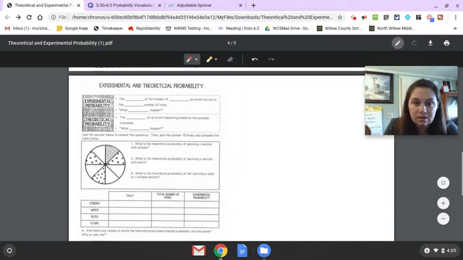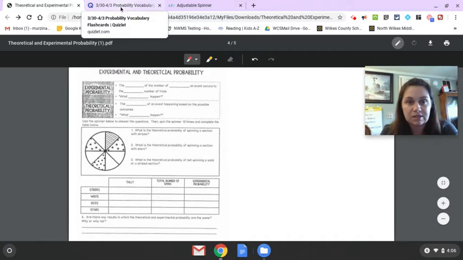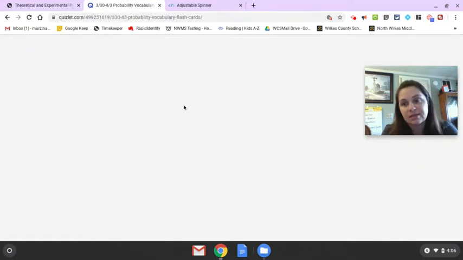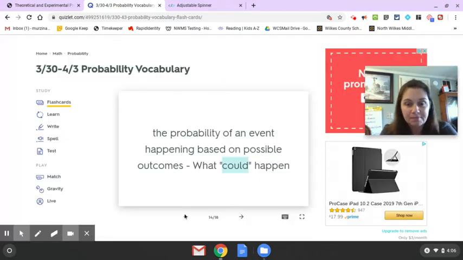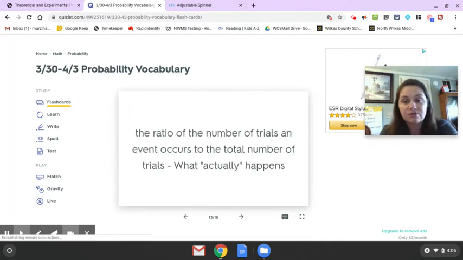For the next page, you're going to need to go visit your vocabulary page, or the vocabulary list in Quizlet. So let's move over to Quizlet, and it takes a second for this page to load. There it is. The first one on the top of that page is giving you the definition of experimental probability. Flip it over. There it is. And here's where you'll fill in that page.